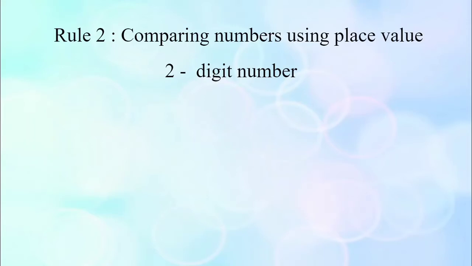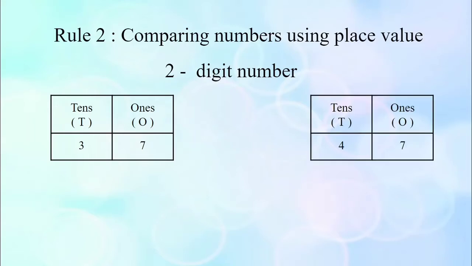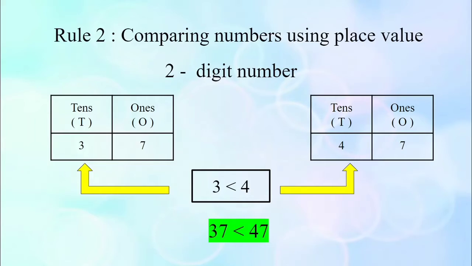Now if the numbers have same number of digits, then we compare the numbers using place value. Let us take an example of 2-digit numbers 37 and 47. We will start comparing from left side digits. So first we will compare the digits in the tens place. So we will compare the number 3 in tens place from 37 and 4 in the tens place from 47. We can see that 3 is less than 4. So we can say that 37 is less than 47. So here the mouth of the symbol will open towards 47 as 47 is the greatest number.